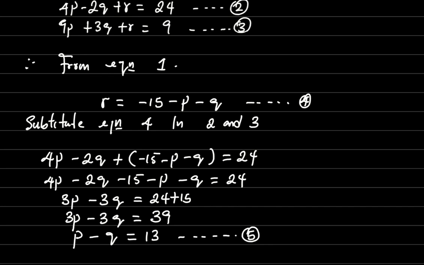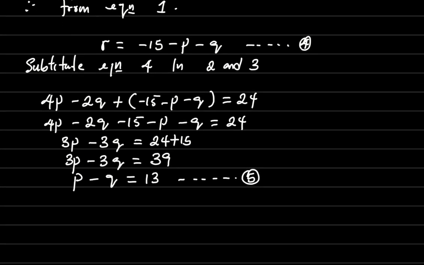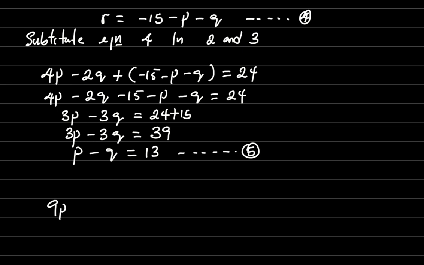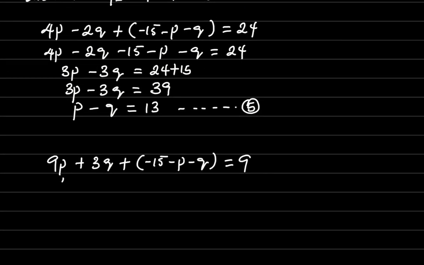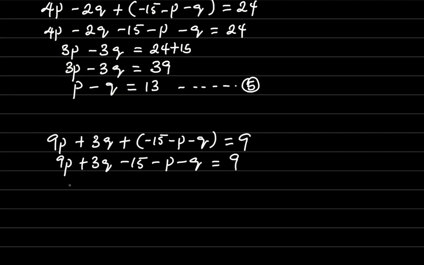Substituting in the third equation, I'm going to have 9p. Don't forget, it's 9p plus 3q. Then plus, instead of r, I'm going to have minus 15 minus p minus q. Everything is equal to 9. Okay, so I'm going to have 9p plus 3q, then minus 15 minus p minus q is equal to 9. Then 9p minus p is 8p. Then 3q minus q is plus 2q.